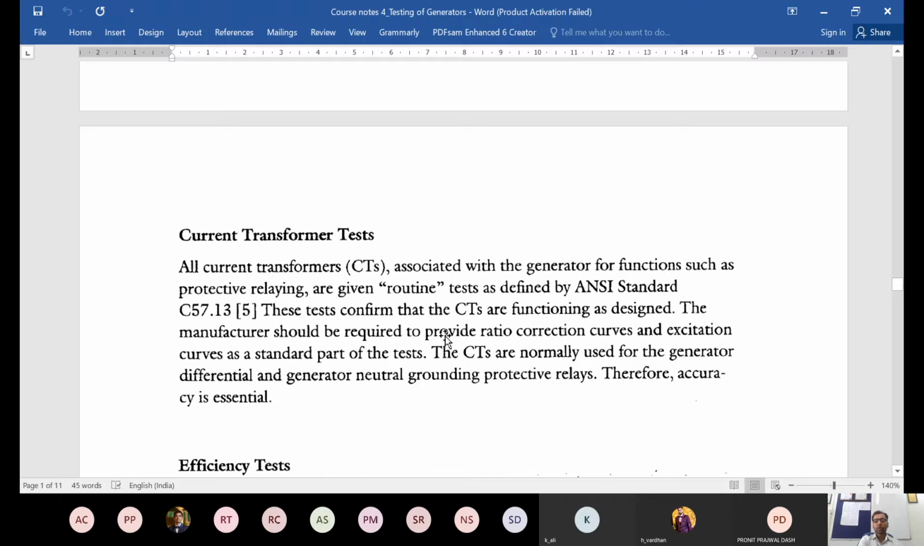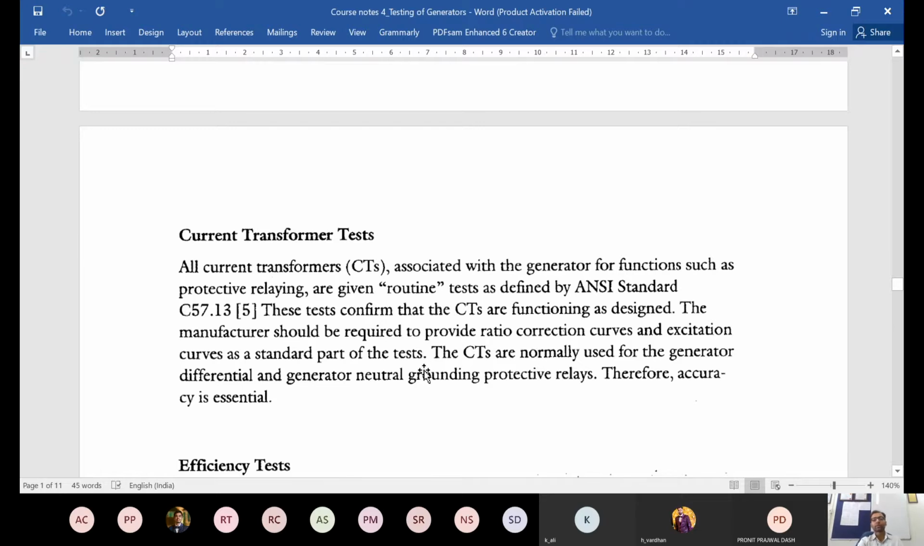The manufacturer should be required to provide ratio correction values and excitation curves as a standard part of the tests. These two things: the ratio correction curve means any transformer will have a turns ratio, how many turns there are in the primary winding relative to the secondary winding. There is a rated, designed value, but with time and with operation, there might be some errors or anomalies introduced. Those particular things need to be monitored and corrected for.